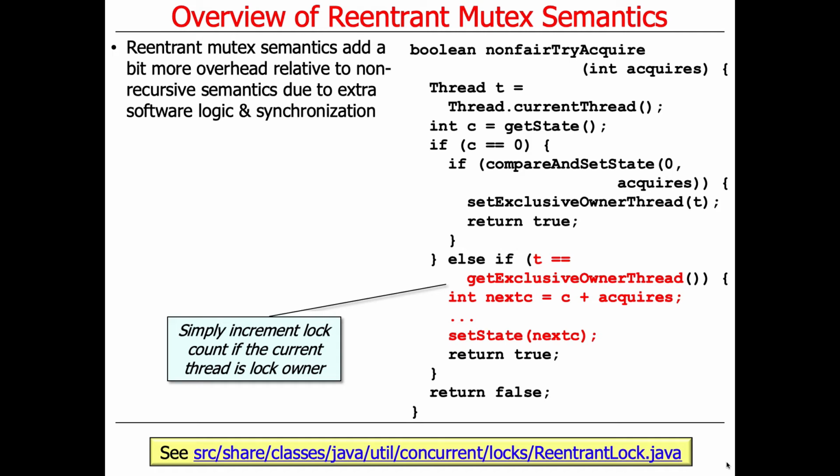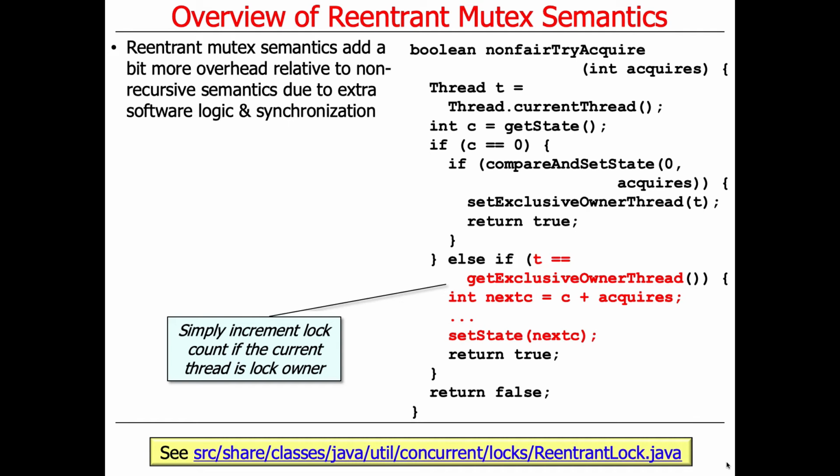Otherwise, if we are the current holder of the thread, in other words, the count was greater than 0 and we're the thread that owns it, that's what this check does, then we simply increment the current count by the number of permits we're trying to acquire. Let's just assume 1 for a reentrant lock. I'll explain why this is generalized in a second. And then we call set state, and that sets the count to be whatever this new update value is. And then we return true. Otherwise, we return false, which means it's currently locked.